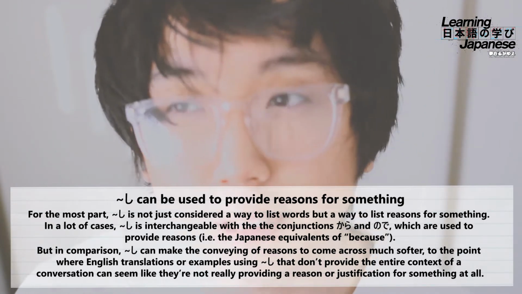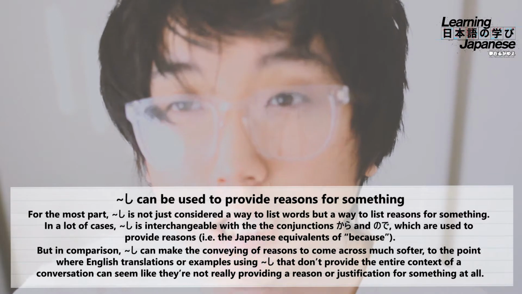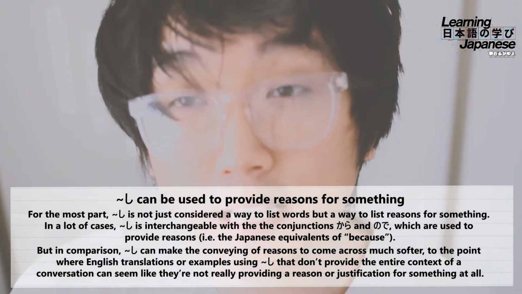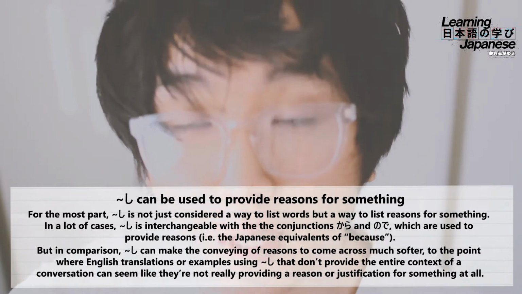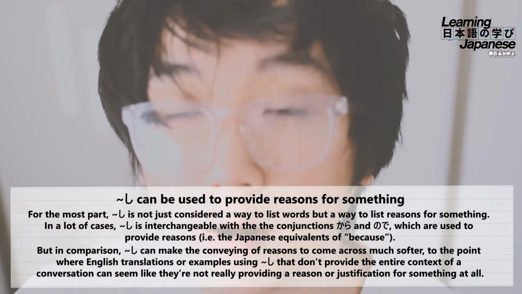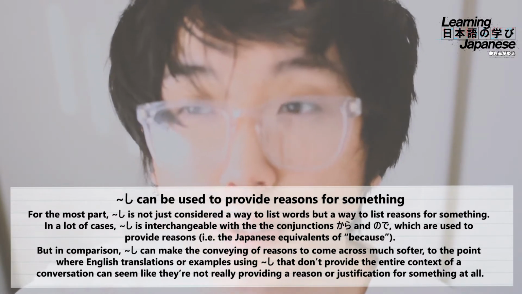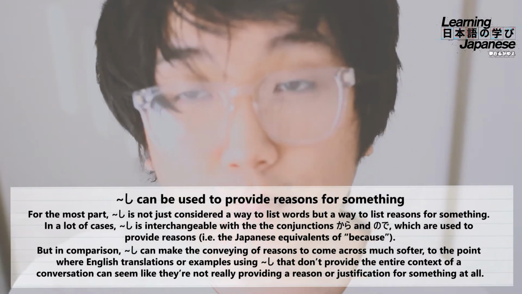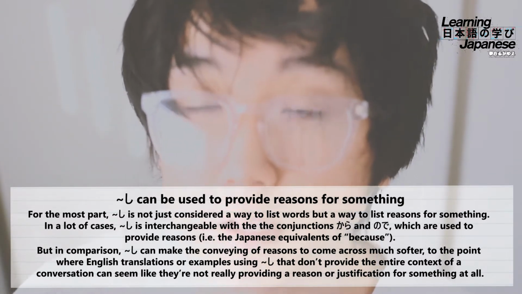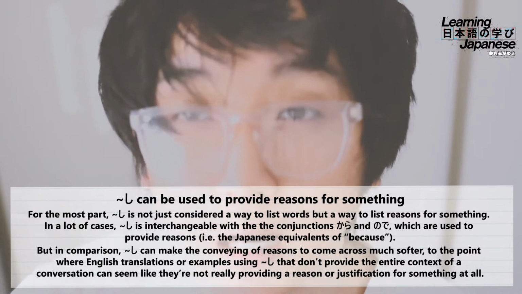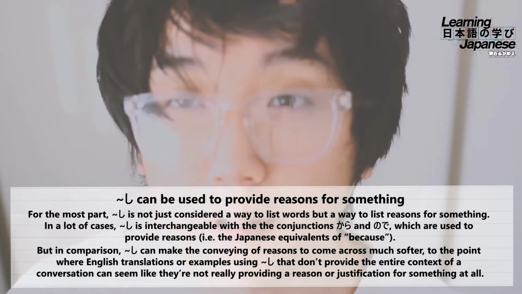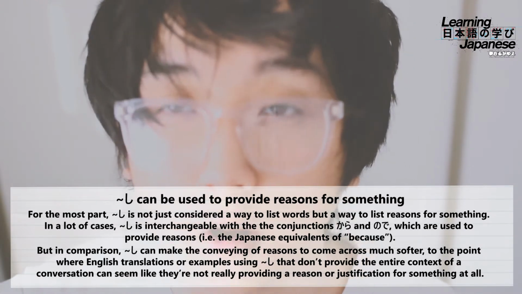When we use shi to provide a reason, it can be interpreted as a lot softer than using kara or node, and this is basically to the point where some English translations of sentences using shi to provide reasons, if they don't provide the context of what was said before or the whole conversation, can make it really inconspicuous that the sentence with shi in it is trying to provide a reason for anything even. So it can be hard to notice in English translations in some cases, because shi is quite a bit softer than kara or node when it's trying to say a reason for something.